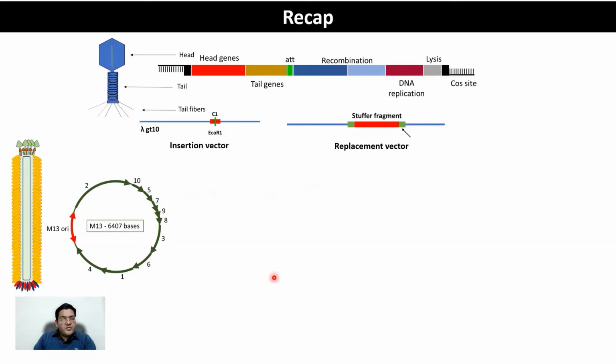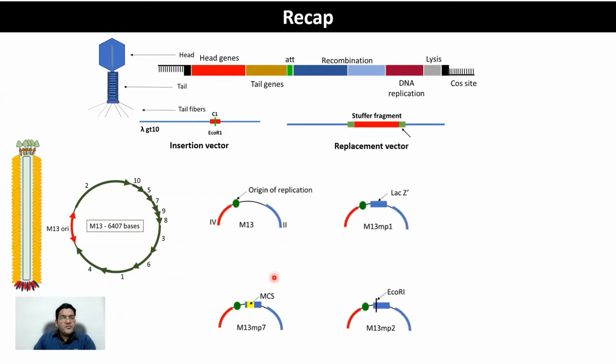And if you look into the evolution of M13 vectors, the origin of replication is found in between gene 4 and gene 2. Initially, a LacZ gene was introduced here for blue-white screening. Within this LacZ gene, an EcoRI site was introduced. And later on, a multiple cloning site was introduced within the LacZ prime region so as to ensure a choice of restriction sites that can be used for directional cloning.